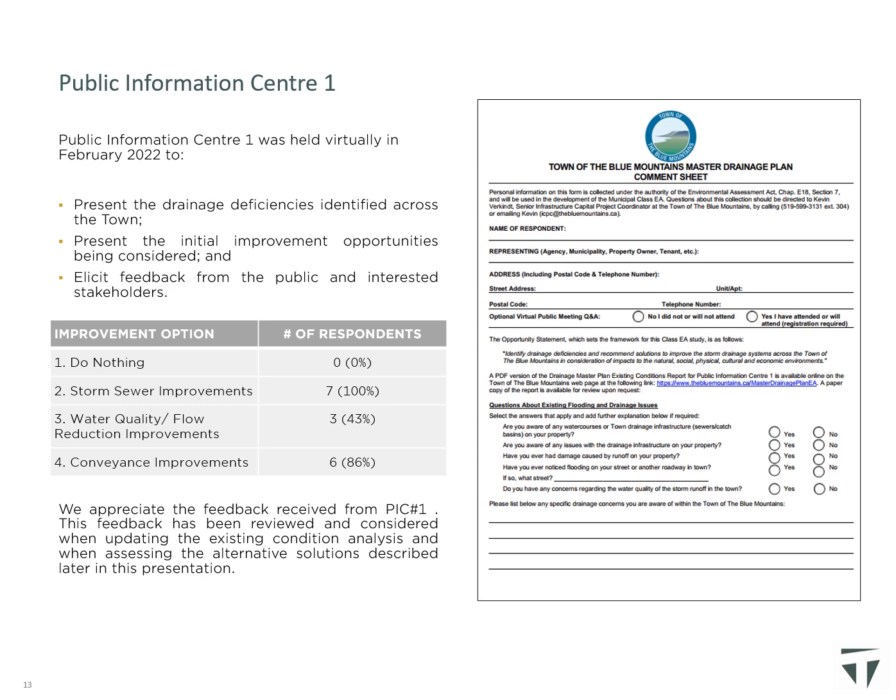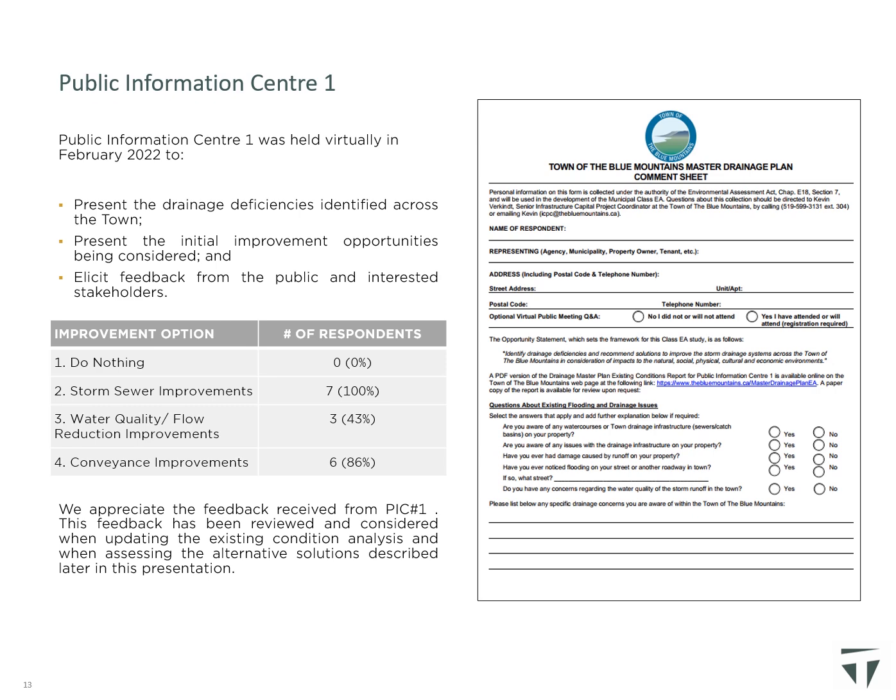The existing drainage deficiencies identified across the town and the preliminary alternative solutions were presented at Public Information Center 1 in February 2022, and feedback was received from the public. 7 comment sheets and 13 email responses were received from a total of 20 respondents, some of whom also attended the PIC1 Q&A session. Additional drainage deficiencies were identified by the public and included in the Drainage Master Plan analysis.